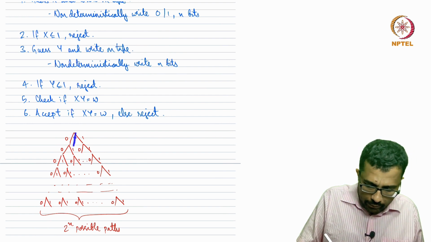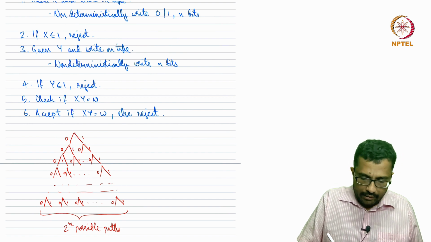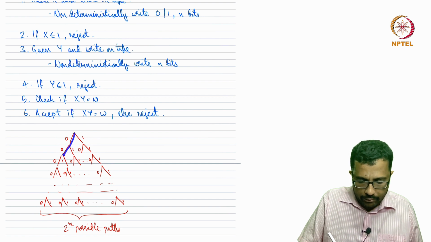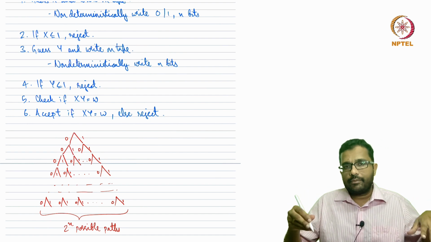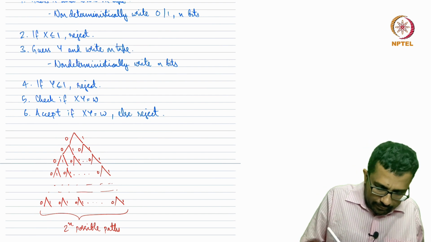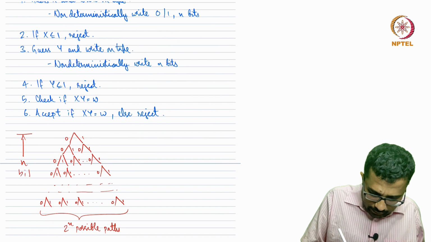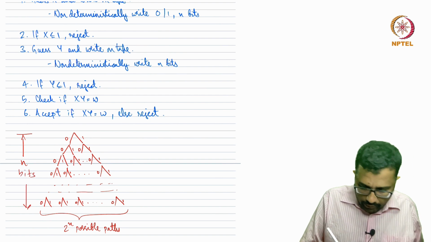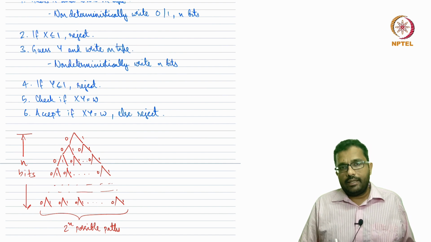You first go left or right, two possibilities, and for each of these two possibilities there are two further possibilities, right? If you go left, then you could go left or right. If you go left or right, then you could again go left or right, and so on. So there are multiple options. So assuming this is n bits, this tree represents 2 power n possibilities, right?